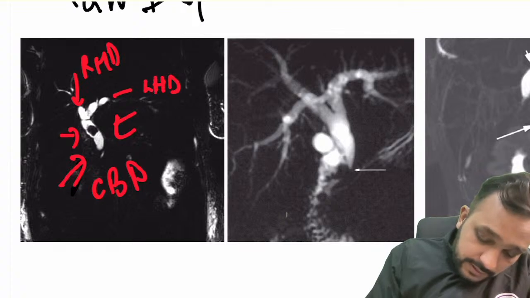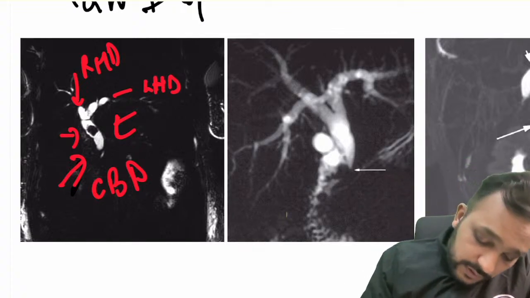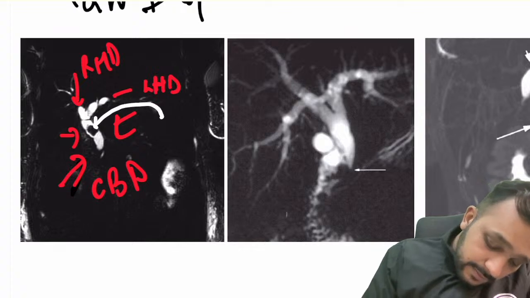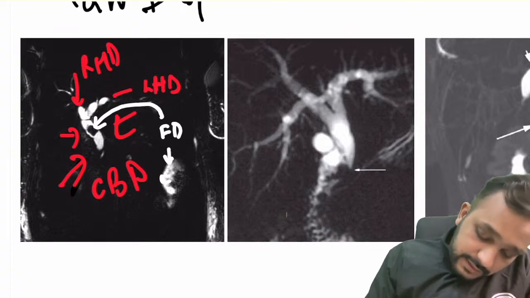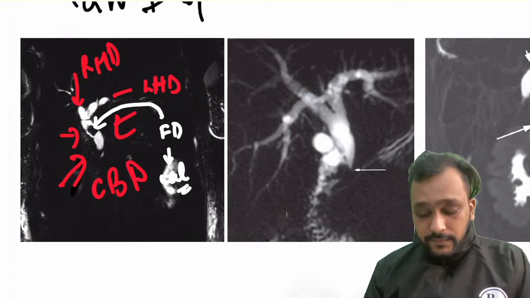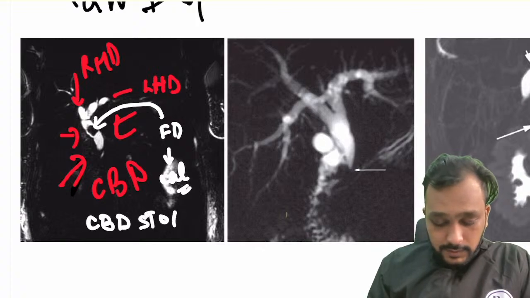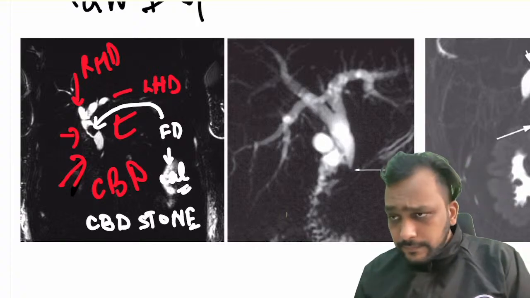So you can see that all these are appearing bright, and within this hepatic duct you can see that there is a black filling defect. This filling defect is your calculus. So what we are able to see is that this is a CBD stone which can be seen on this MRCP image, right?